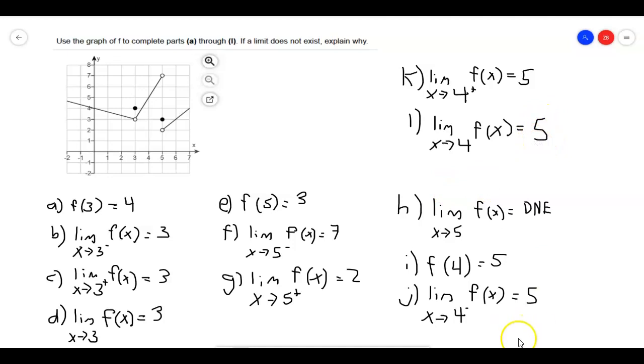Now, why would they ask us about this one here? Because this is going to lead us into the definition of continuity, of a function being continuous. And we're going to have a definition later that says that if the function is defined at a value and the limit exists at that same value, then it's continuous at that point.